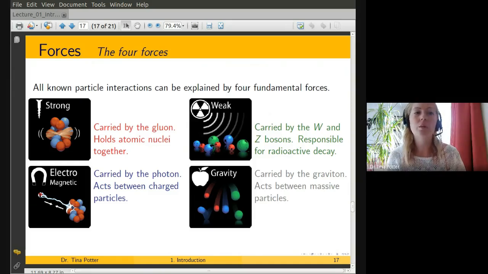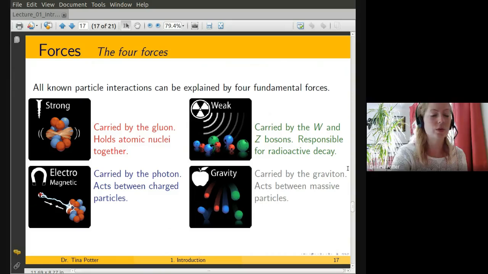And finally, and we will say very little about this, gravity. It'll act between massive particles, and the information is carried by the graviton. We have yet to discover the graviton, and we have yet to successfully unite gravity with quantum mechanics at the scale that we're looking at here.